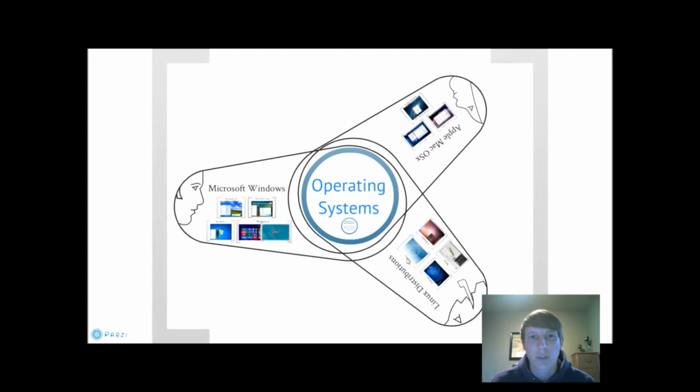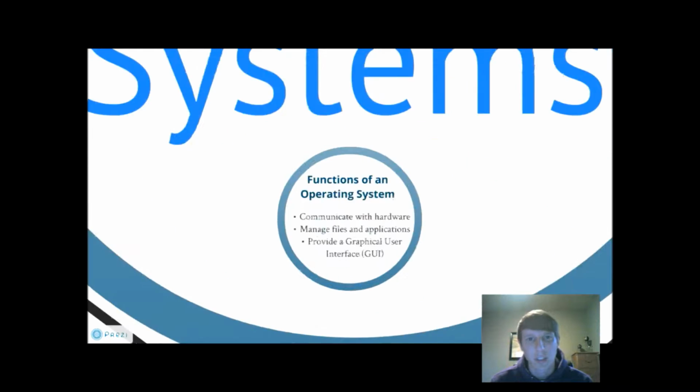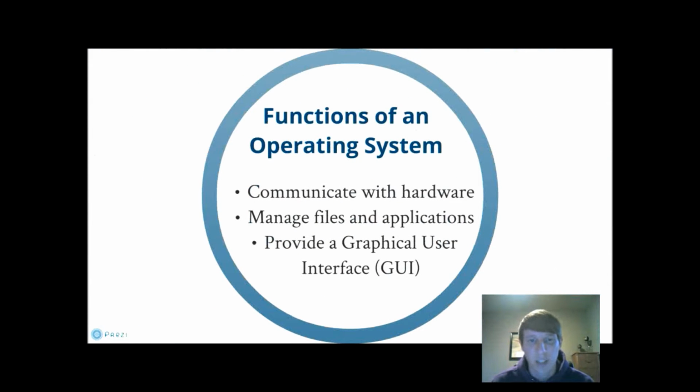So before we go too far, we do need to know what exactly an operating system is and what it does for us. There's three main functions of an operating system, no matter which one you're using. They're all going to communicate with some type of hardware, and what we mean by hardware is a keyboard, a mouse, a printer, a monitor, things like that. They're going to manage your files and applications. So whatever you're using a computer for, whatever programs you're using, whatever files you're accessing, documents, Word files, pictures, anything like that would fall under here. And then the last bit is it's going to provide a graphical user interface.